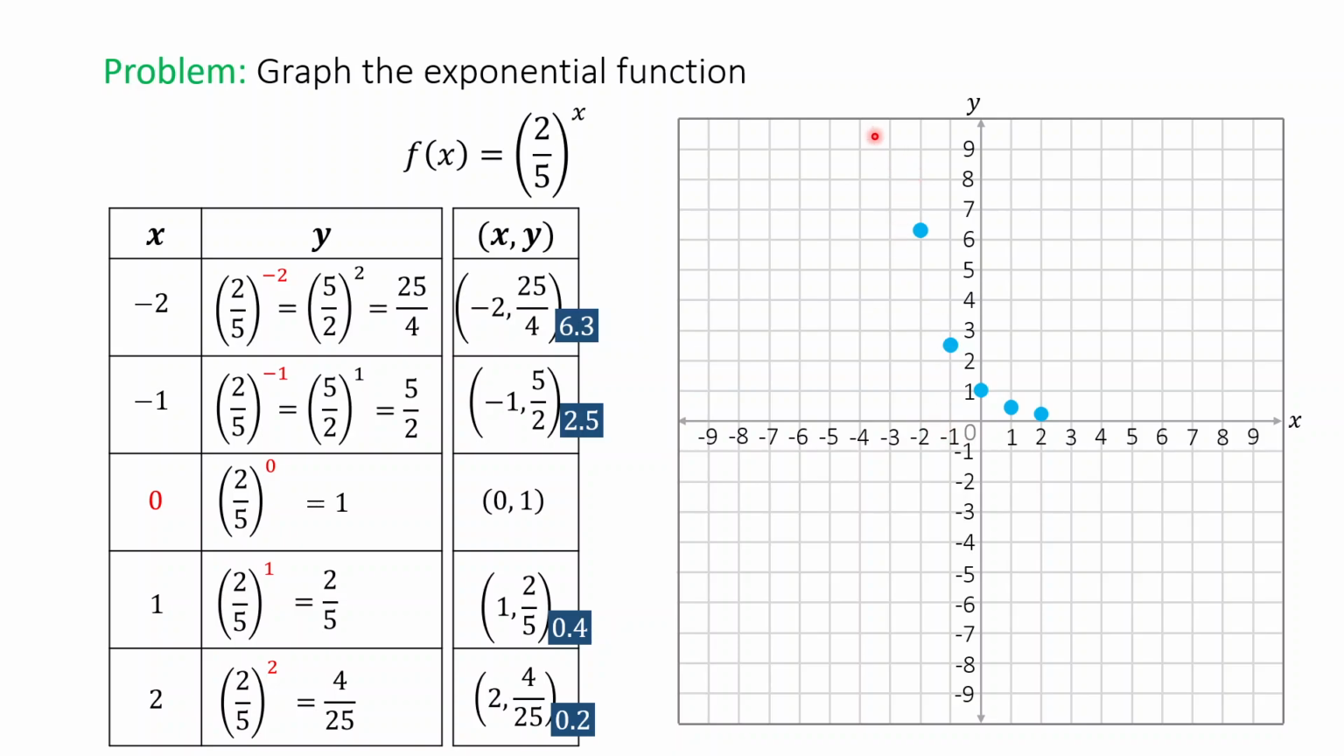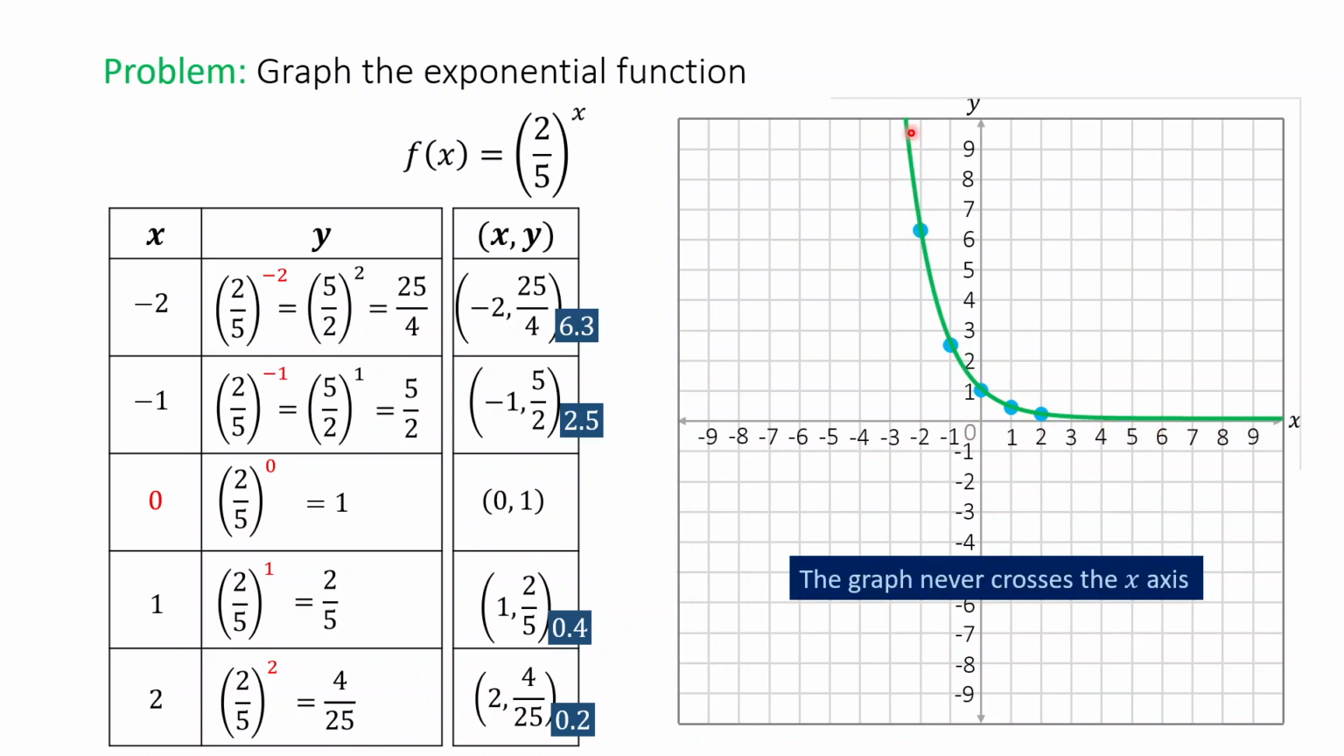Now you need to draw a line through these points. So this is the graph. You see here, this graph never crosses the x-axis. As the x values increase, the graph is getting closer to the x-axis and it touches the x-axis at positive infinity.